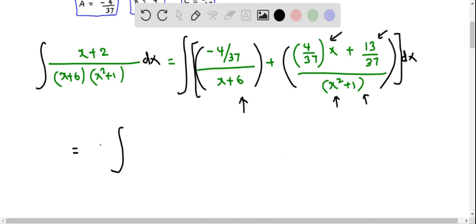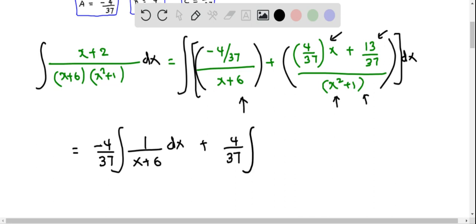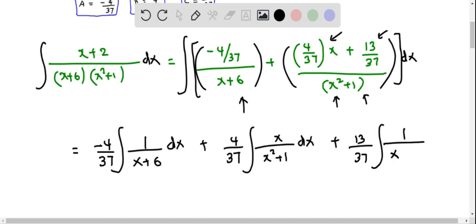I'm going to rewrite this as negative 4 over 37 times 1 over x plus 6. This is the first integral. And then the second integral is 4 over 37 times x over x squared plus 1. I can still factor the constant out of the integral and then write this as x over x squared plus 1 dx. And then the third integral is 13 over 37 divided by x squared plus 1. I can factor the constant 13 over 37 out of the integral and then write this integral as just 1 over x squared plus 1 dx.